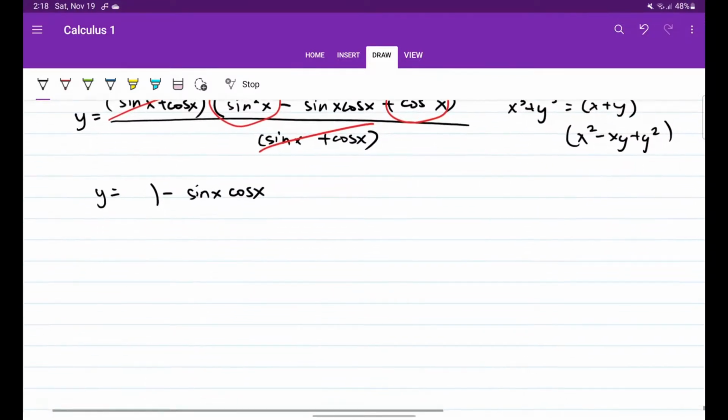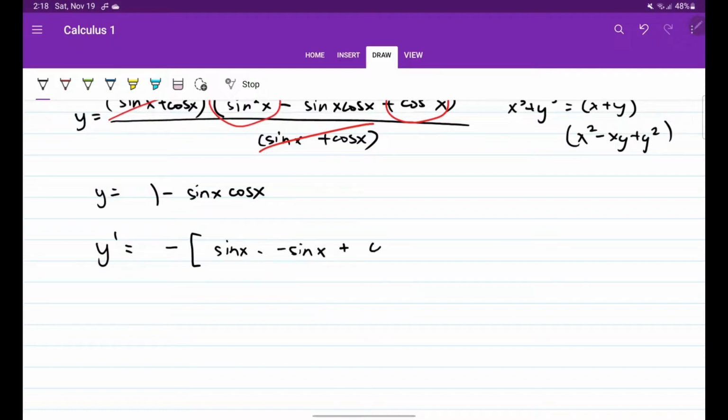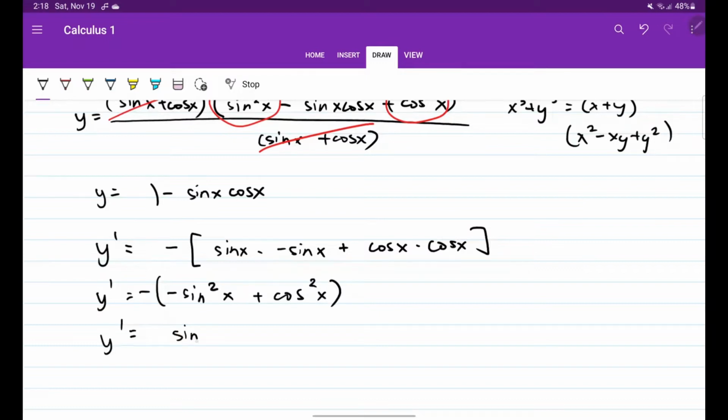No? So, this is now a very simple na pagkuha ng derivative. No? So, what is the derivative? Y prime is equal to negative. So, yung 1 magiging 0, negative. Then, product rule, sine x times negative sine x plus cosine x times cosine x. No? And this is y prime is equal to negative sine squared x plus cosine squared x. And y prime is sine squared x minus cosine squared x.